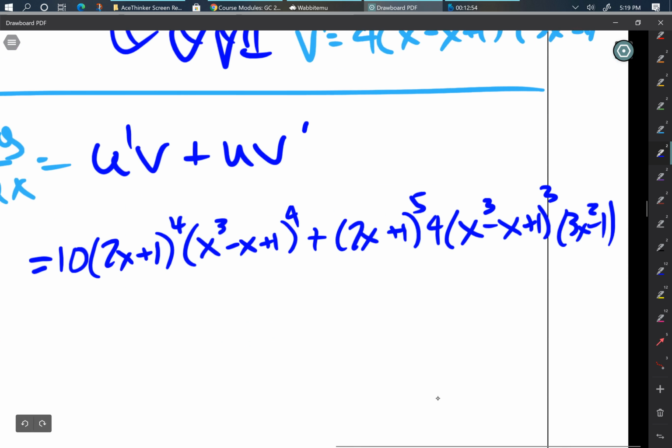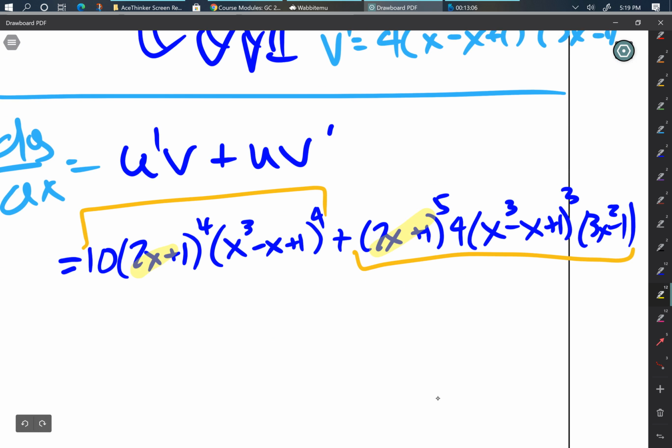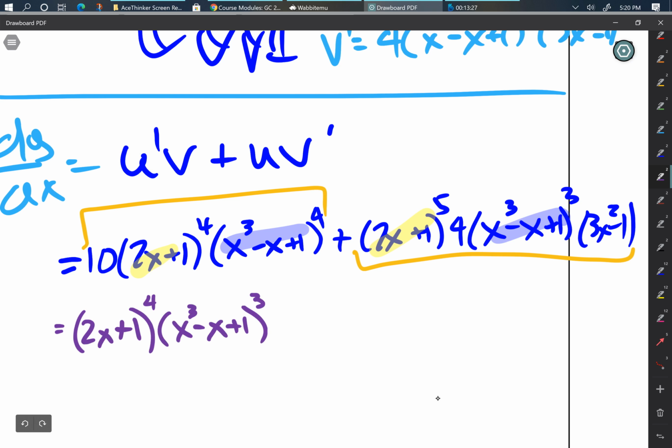And now I got to do something with this. There are two terms sitting here. This is the first term. This is the second term. There are common factors. There's a 2x plus 1 and a 2x plus 1. There's an x cubed minus x plus 1. There's an x cubed minus x plus 1. So let's factor that stuff out. So we're going to get a 2x plus 1. Let's see, smaller exponent is the 4. And we're going to get an x cubed minus x plus 1. Smaller exponent is the 3.